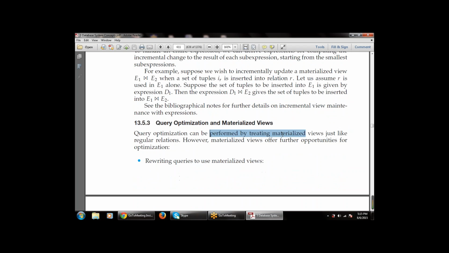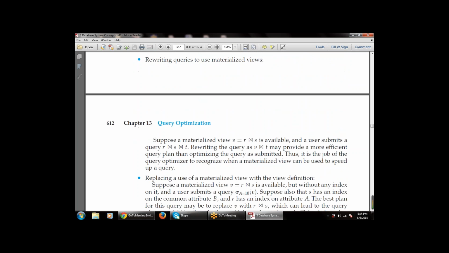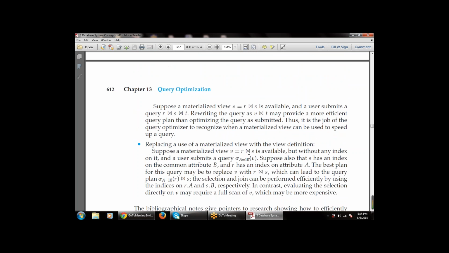Query optimization can be performed by treating the materialized view just like a regular relation. Whenever we use the materialized view, it can be treated as the same relation, the same table used in the database. So there is no difference between a normal table and the materialized view. However, materialized views offer further opportunity for optimization, that is, rewriting queries to use the materialized view, and then replacing the use of the materialized view with the view definition.